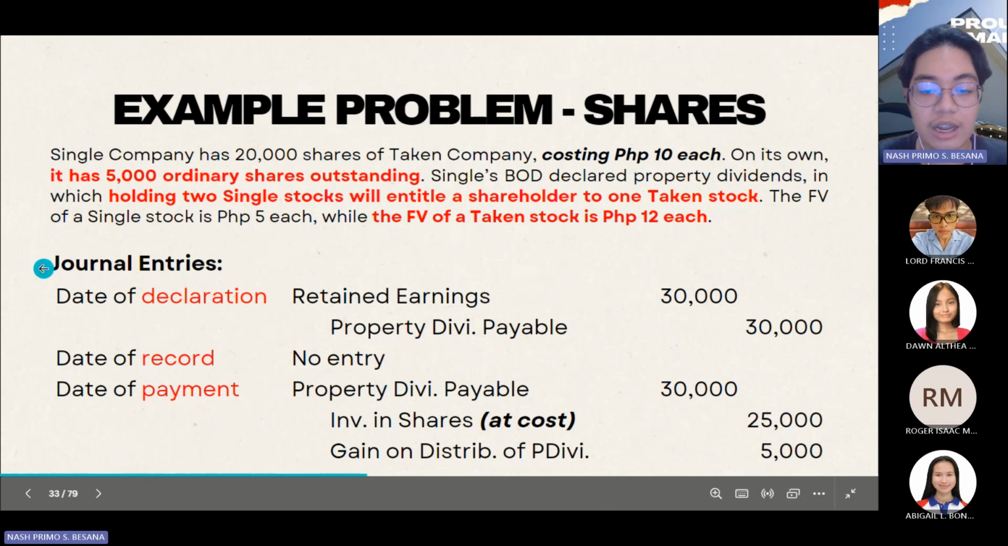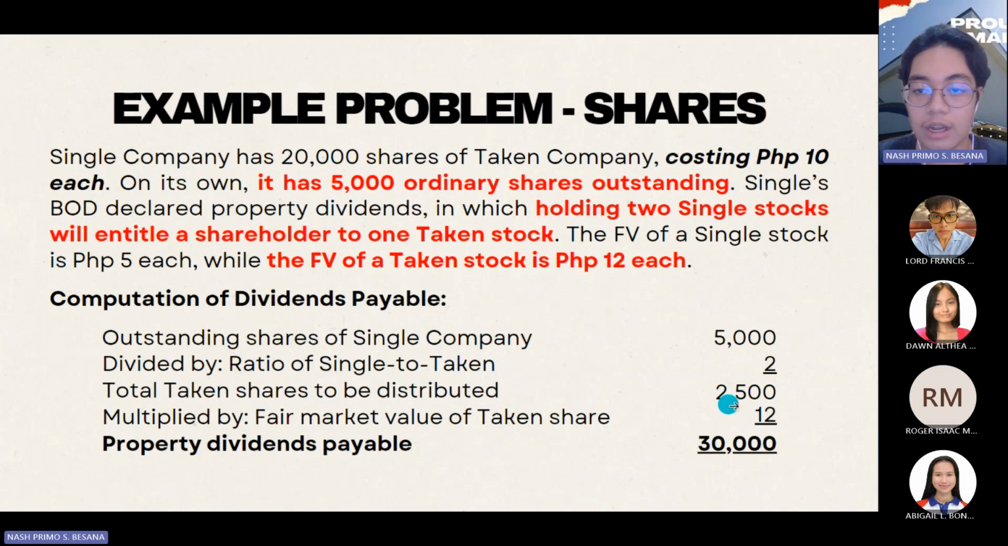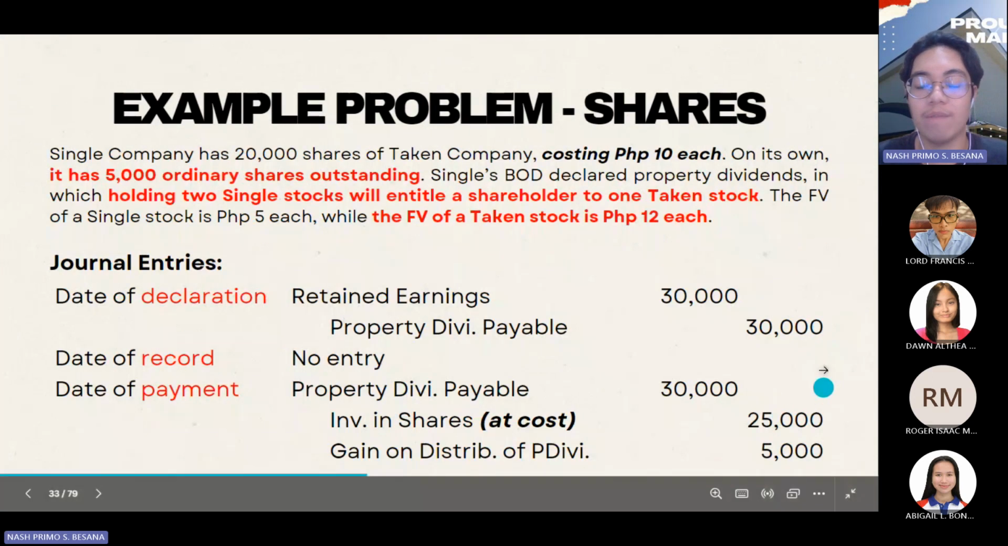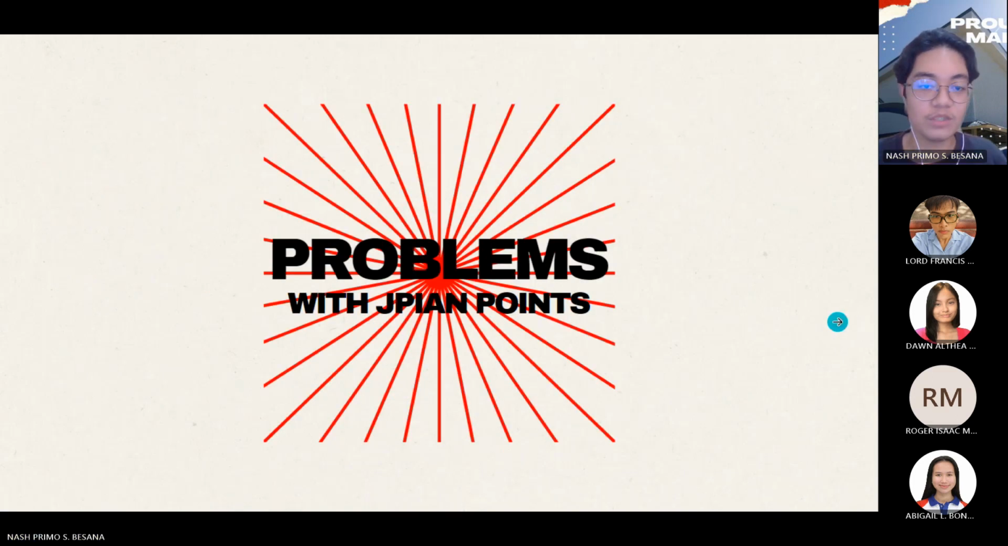So yung shares kanina na 2.5 times yung cost nila na 10 pesos, 2.5 times 10 pesos, 25,000. But since merong pang discrepancy between 30 and 25, we can recognize gain on distribution of property dividends at 5,000 pesos. So ganun lang yung property dividends. So now we have another set of problems for JPN points.